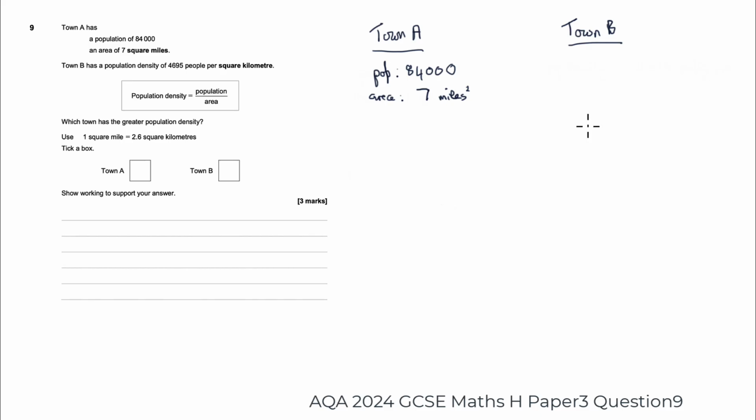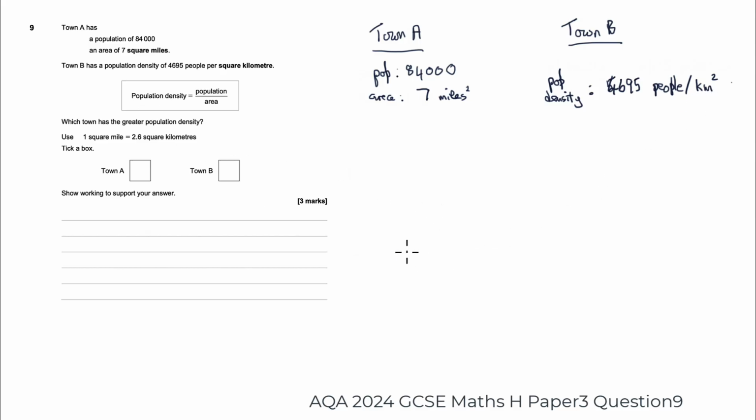And what do we know about town B? All we know about it is its population density. That's how many people are living per square kilometre. So it's 4,695 people per square kilometre. Now we'll notice straight away that the measurements there are different. In town A we're told its area in square miles, and we're told the population density in town B in square kilometres, how many people on average live in 1 square kilometre.